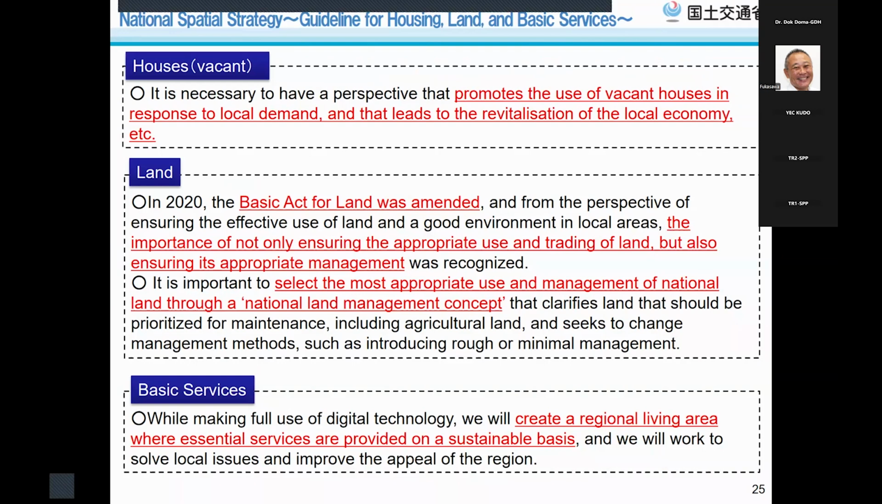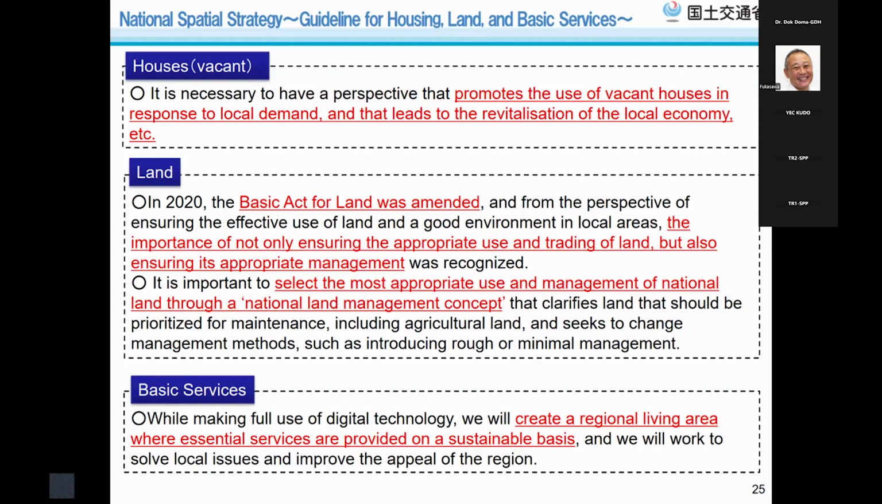For vacant houses, we are promoting the utilization of such vacant lands. As for land, we have amended the basic land law. It is difficult to manage all of these vacant lands, and so for agricultural land, we have prioritized them for management. We have designated that agricultural land will be managed differently from urban land that has been developed for housing purposes. And so there will be land that will actually be returned to its natural state.